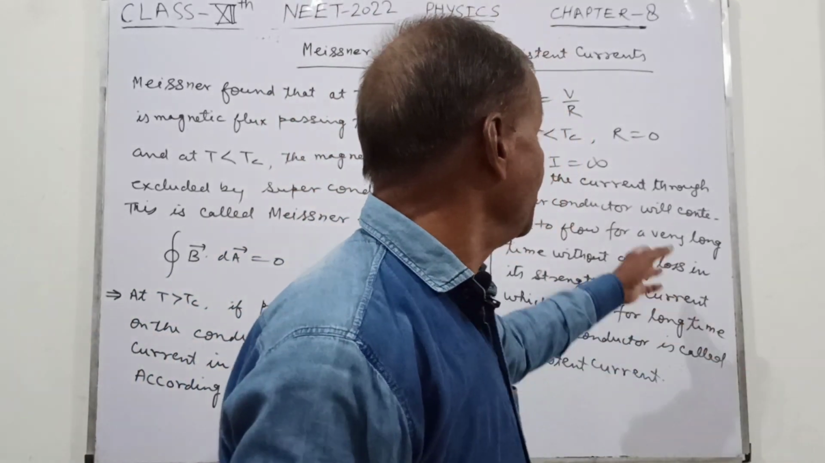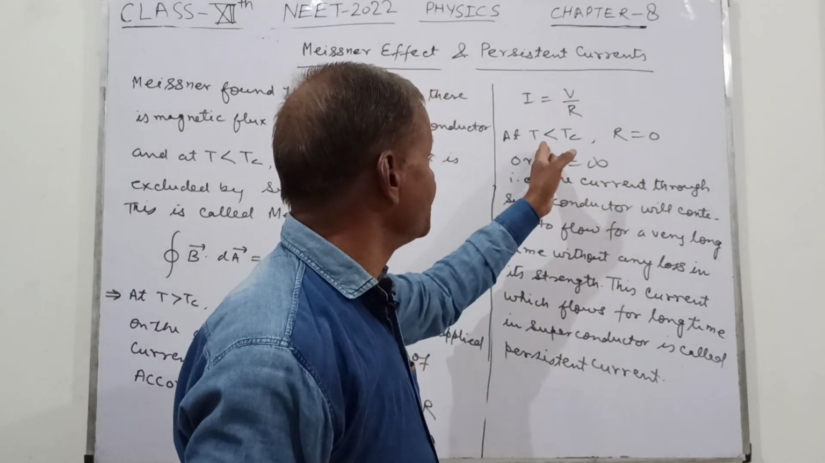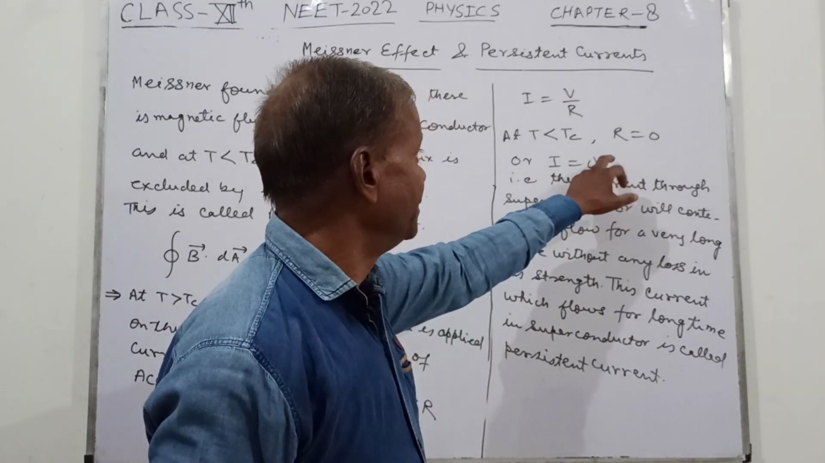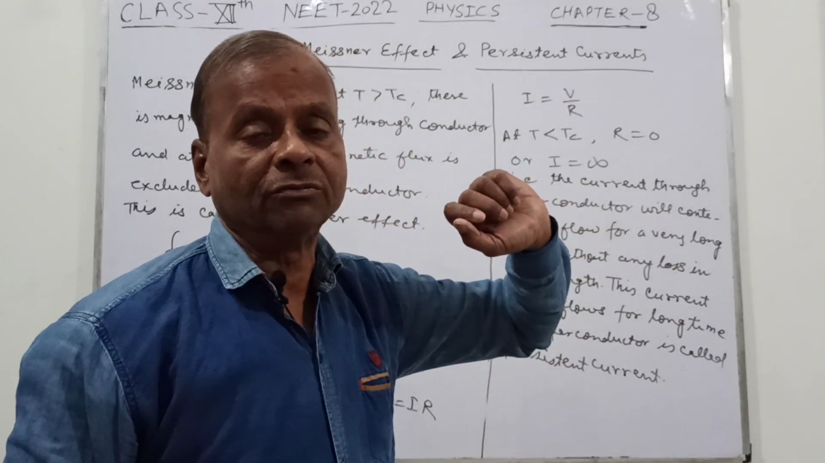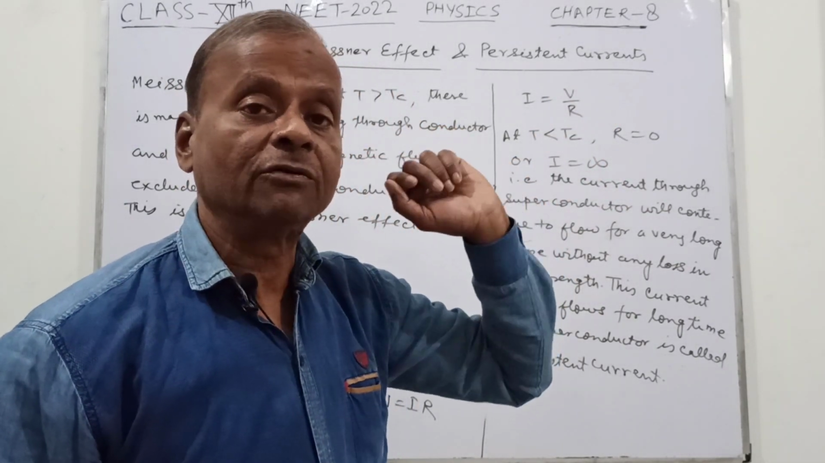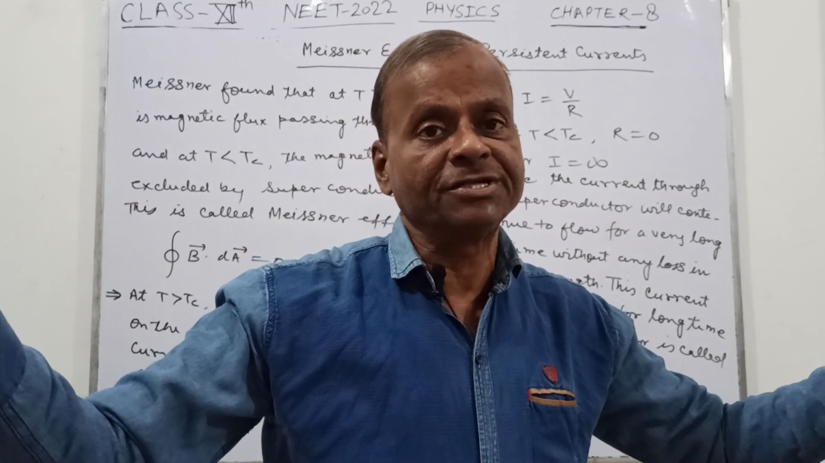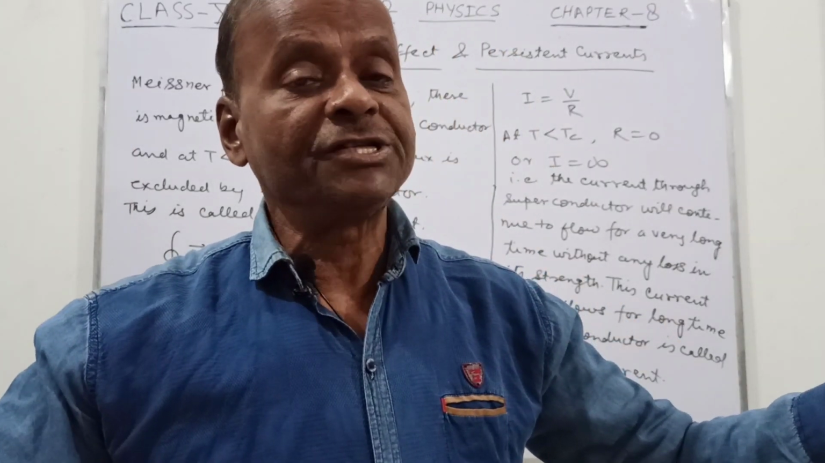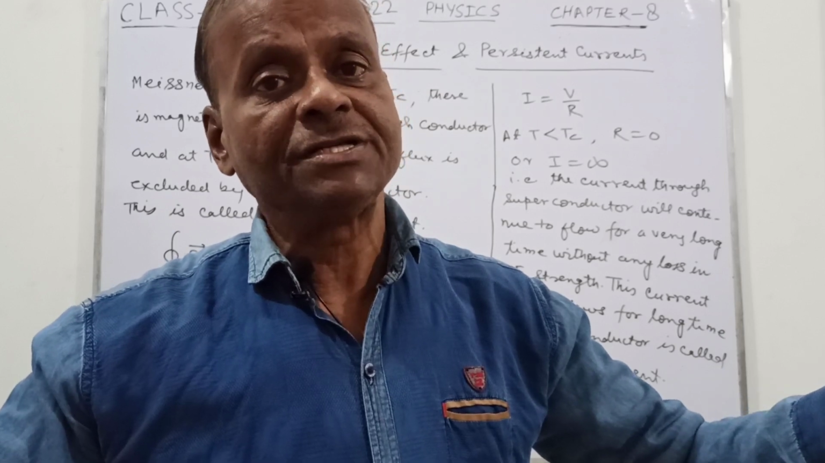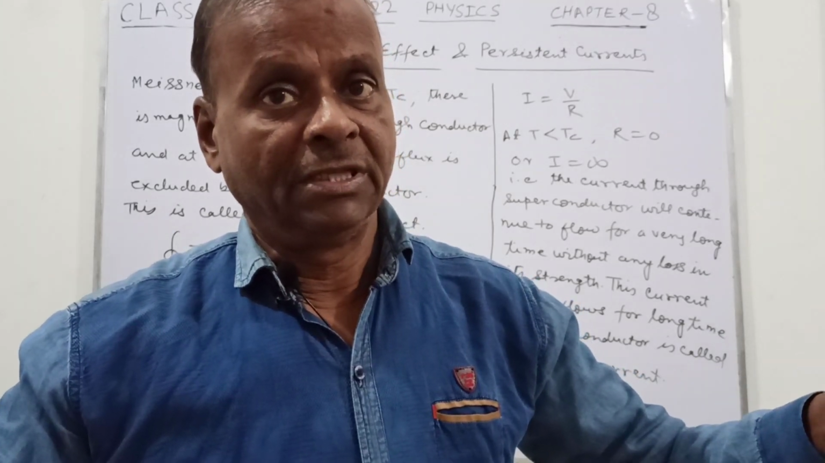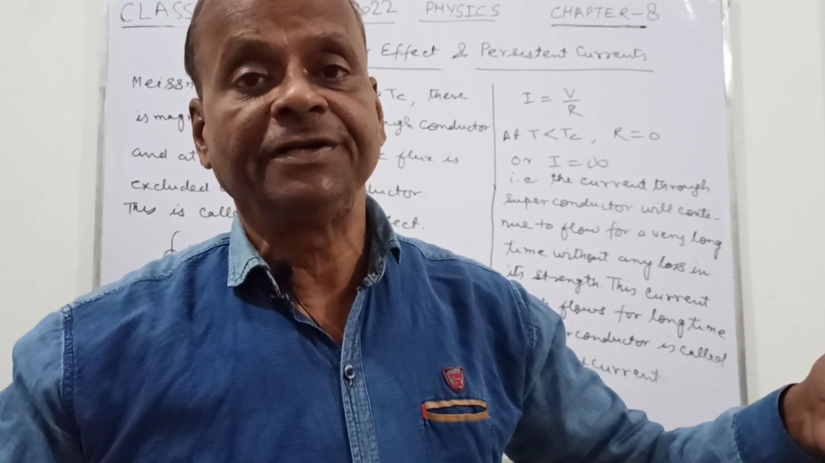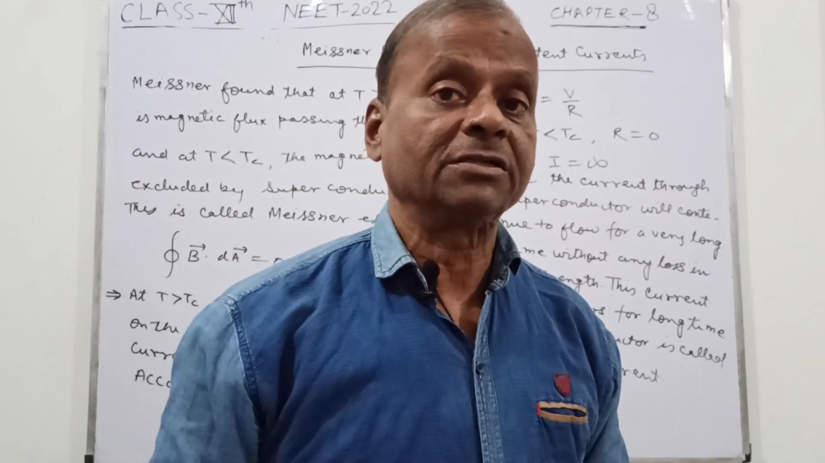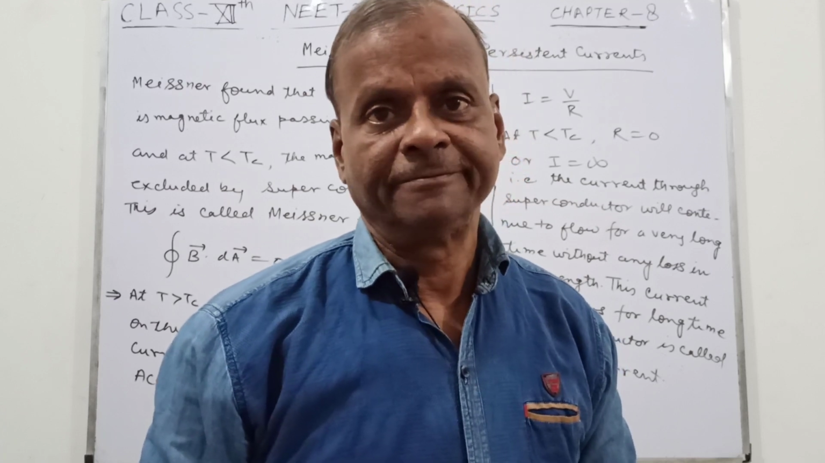R equal to 0 only means that I is equal to infinity. V is not equal to 0, because we have applied the potential difference across the conductor. Only the resistance is 0, and that is making the current infinite. So the current exists for a long time. This is the persistent current.